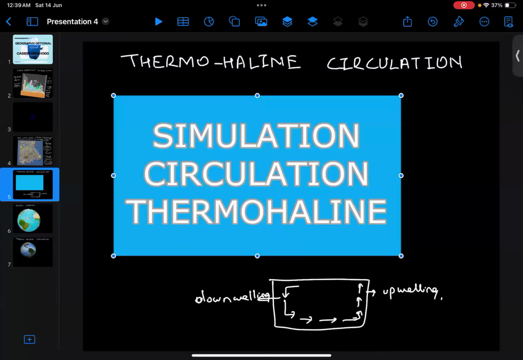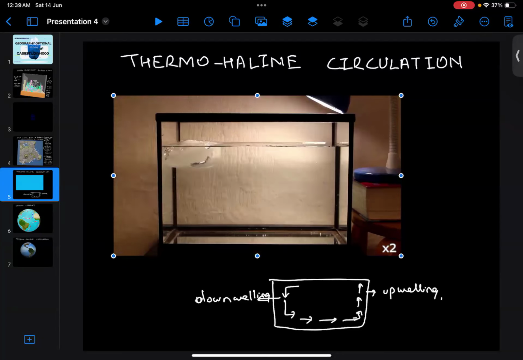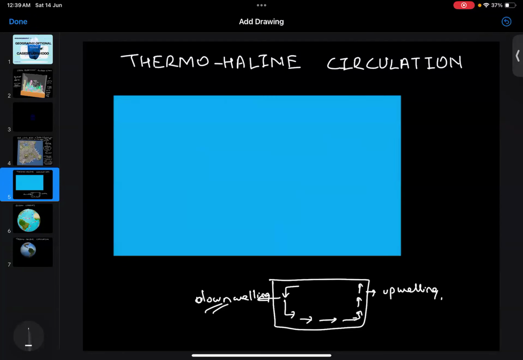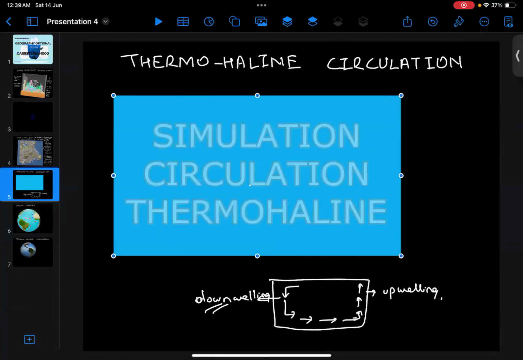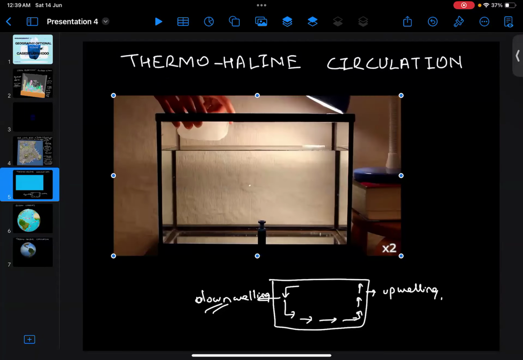Okay, so this is a simulation. A basic experiment is conducted where ice is put inside the water. Ice is floating because its density is less as compared to water. Here drops of ink are being put in the water. So here we can see that the water is moving down and the ink is also going down, and this is specifying the phenomenon of downwelling.